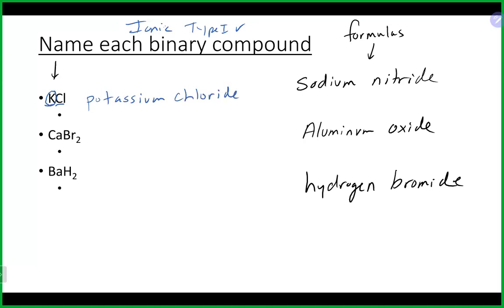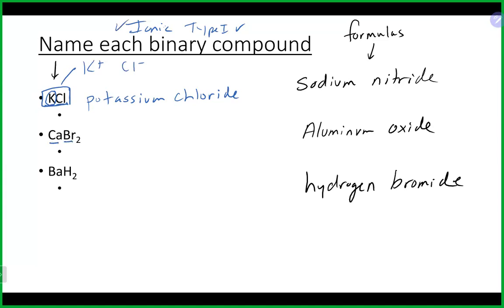Again, the formula together here has no charge, but it is made up of two ions, a plus 1 for potassium because it's group 1, and a minus 1 for chloride because it's group number 7. And once again, that's why the formula is one of each, because plus 1 minus 1 gets you to 0. Question on that one?